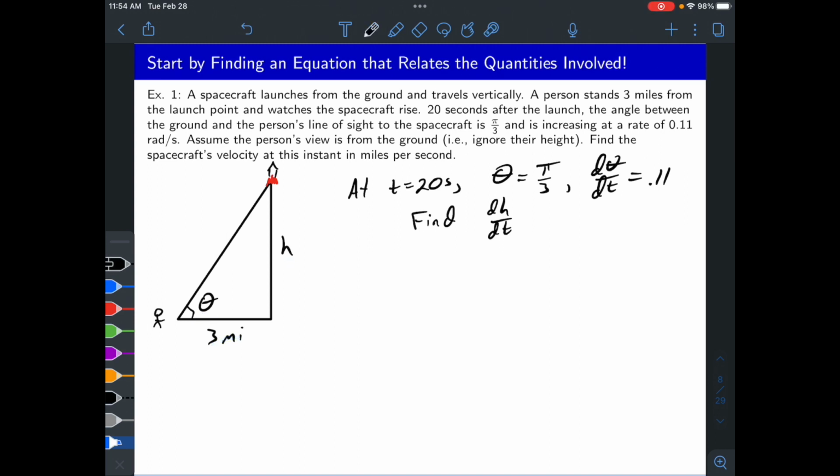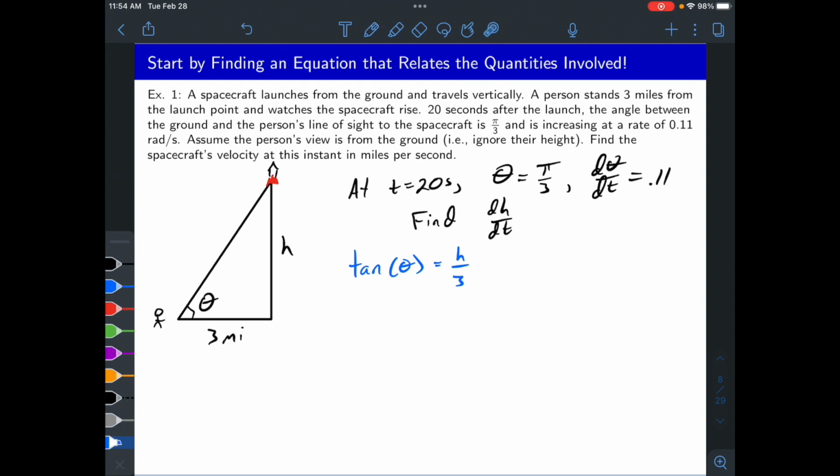Now we need to find an equation that relates the involved quantities of theta and h. To do that, we can use a trig function. There's a couple trig functions that you could use here. Technically, all of them could work. But the most efficient one that you can use is tangent. So you can say that tangent of theta is equal to opposite over adjacent. So that's just going to be h over 3.